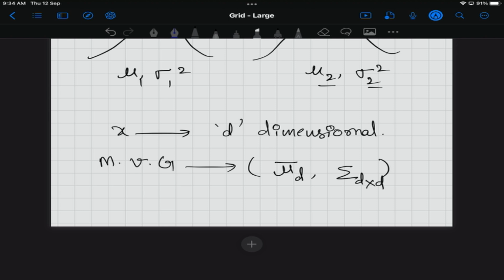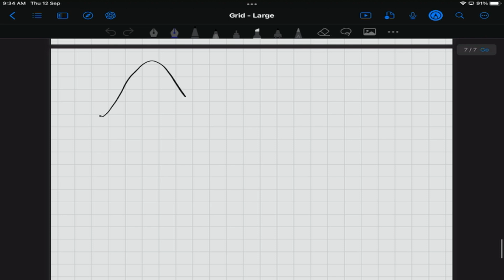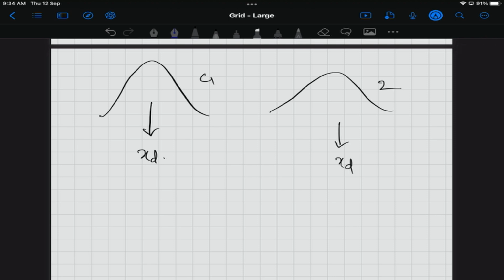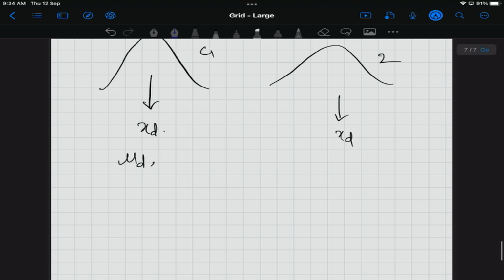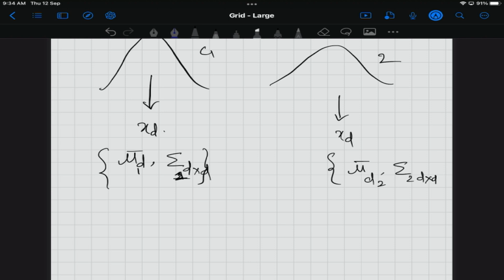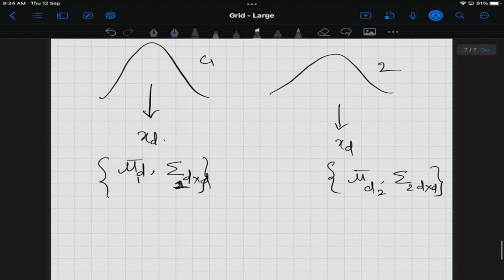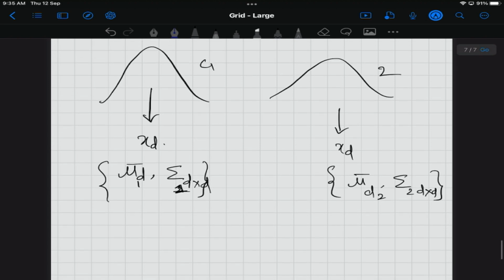So ideally, if you have two classes and assume that this is d-dimensional, then class 1 and class 2, in these cases you have to derive the expressions for this mu vector and sigma matrix. So we have to estimate the mu vector from your class 1 specific data points, and the covariance matrix.